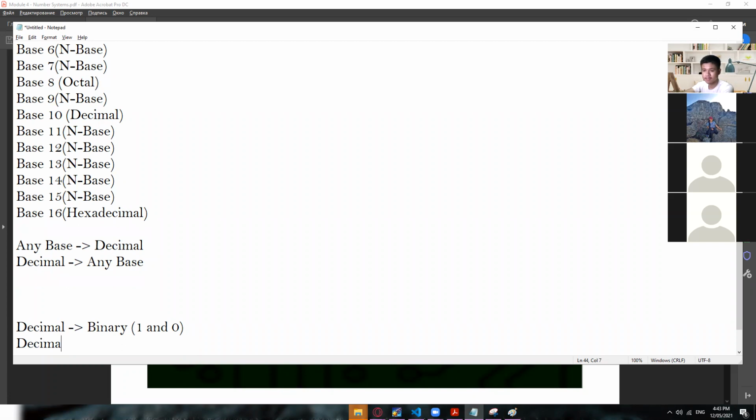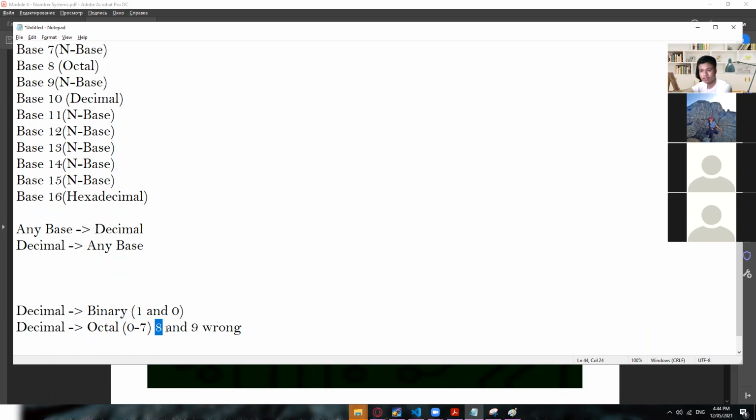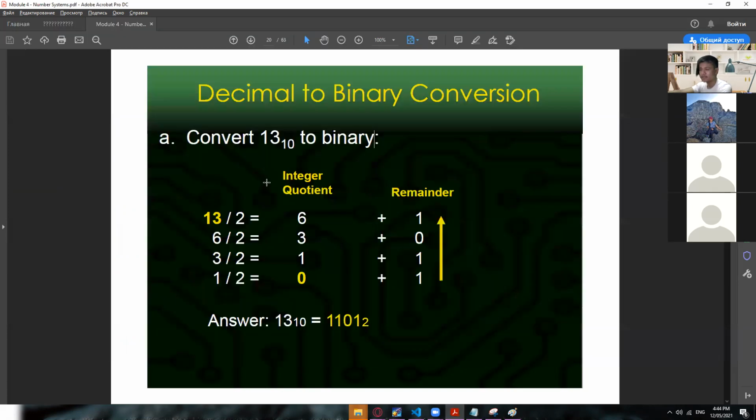The same goes for, let's say, decimal to octal. Your results should only be composed of 0 to 7. If your answer has a value of 8 and then 9, then that one is already incorrect, because that is not octal anymore. Once you've reached this one, it is already base 9, and then this one is base 10. So I hope you get the idea of what the result could be if you're going to convert this decimal into binary.